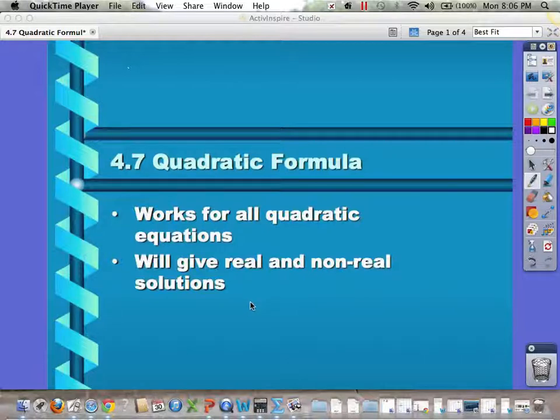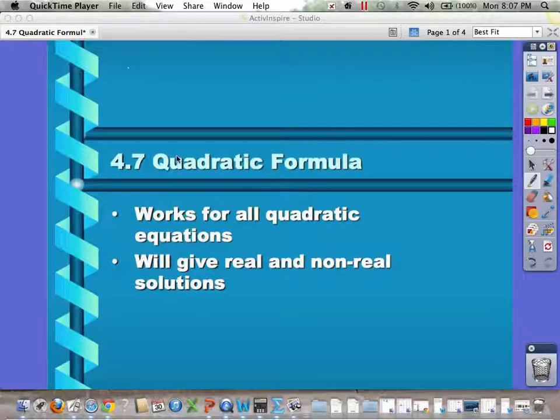4.7 Quadratic Formula. This will work for all quadratic equations, and I recommend you get really efficient with this because this will help you with any real or non-real solutions. So any of those imaginary numbers, it'll work for any of those decimal numbers in simplest radical form. This is the way you want to work. If you see that all your answers on a standardized test are in radical form or non-real answers, this is the way you want to solve it, by using the quadratic formula.